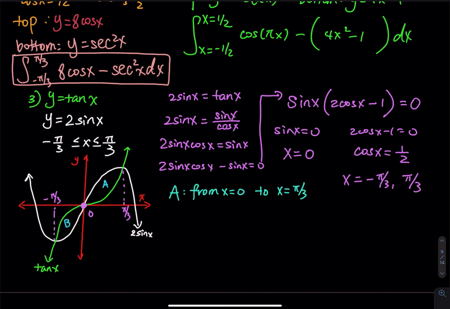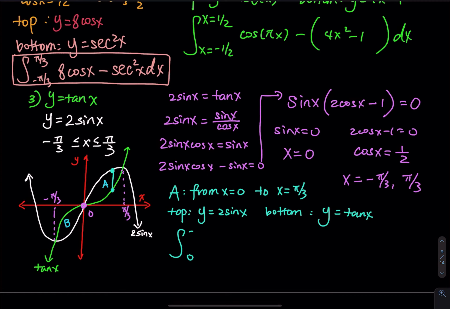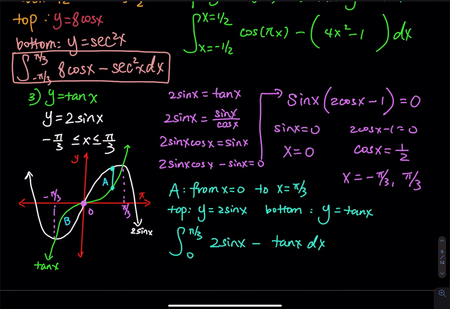Okay, and then the top curve, with a little bit of practice, you don't even need to sketch your rectangle, right? So the top curve is y equals 2 sine x, and then the bottom is y equals tangent x. Okay, and then that is x equals 0 to pi over 3. Then you use the top minus the bottom. Okay, so that is region A.